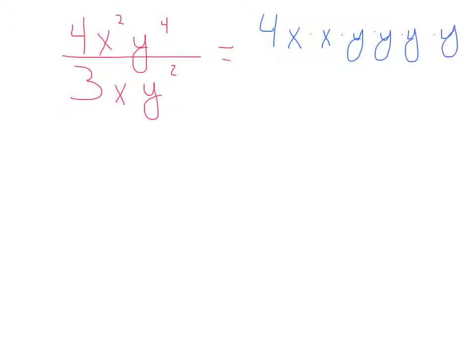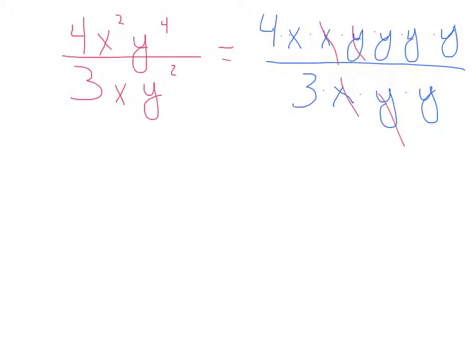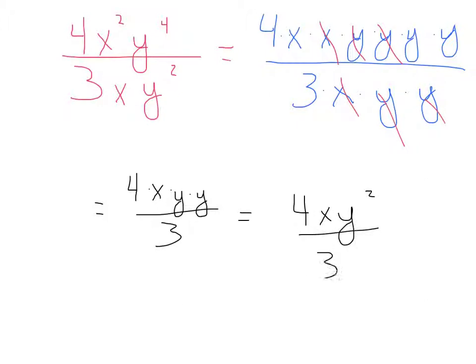So if we were to take the numerator and write that out in expanded form, and then take the denominator and write it out in the same way, 3 times x times y times y, we can look at that expression very carefully, and we could see, oh, there's an x on the top, there's an x on the bottom. They reduce to 1. A y and a y, they reduce to 1. A y and a y, they also reduce to 1. So I'm left with 4x y times y over 3, which is the same thing as 4x y squared all over 3.